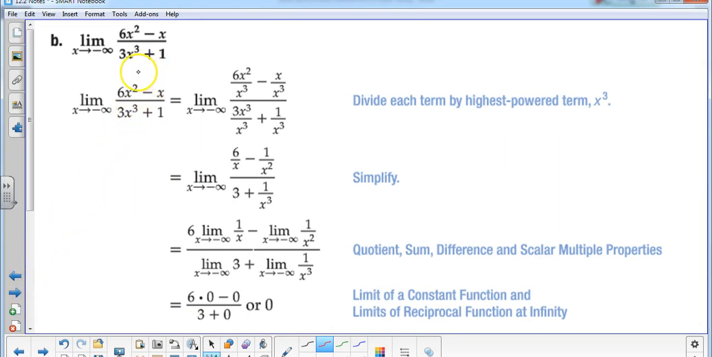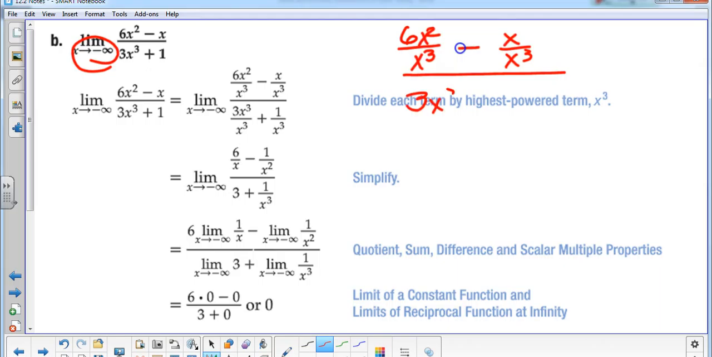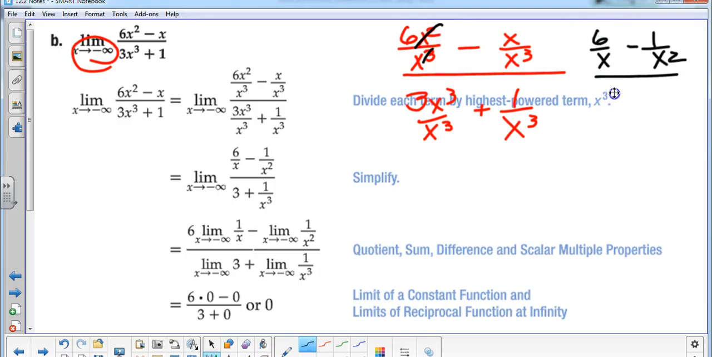Here's another one. This is not the same coefficient or same degree top and bottom, right? But because this is approaching either infinity or negative infinity, they say divide each by the highest power. The highest power of x is what? X cubed. Okay, what's left? 6 over x minus 1 over x squared, over 3 plus 1 over x cubed.